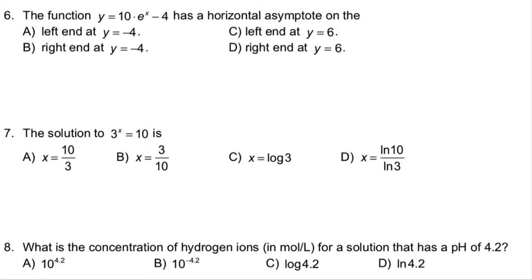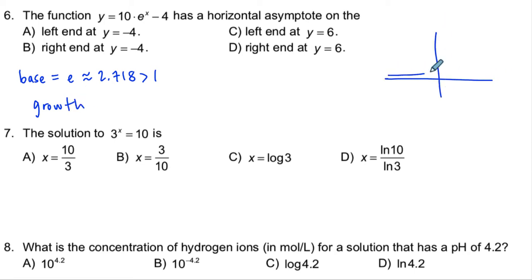In number 6, we have an exponential function because the variable x is in the exponent, and furthermore, the base is equal to e, which is approximately 2.718, which is more than 1, so we have exponential growth. And because we have an exponential growth function, the graph looks like this, and we have a horizontal asymptote on the left end. Furthermore, the horizontal asymptote is this constant, so y equal to -4 would be the horizontal asymptote, moved down 4 spaces, let's say like this. And the answer is A.